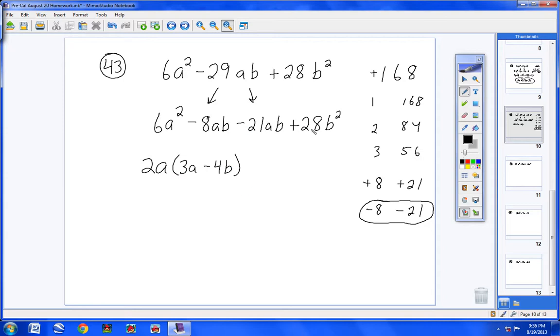Now I look at my last two terms. Notice I've got a negative sign here, which means I've got to put a negative sign right here. Please don't forget that. That's one of the most common mistakes students make when doing this factoring by grouping.